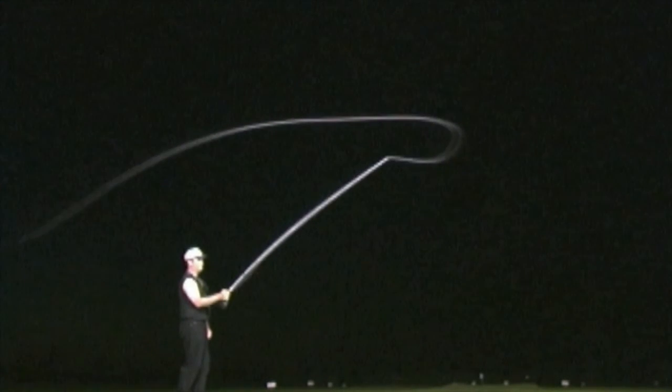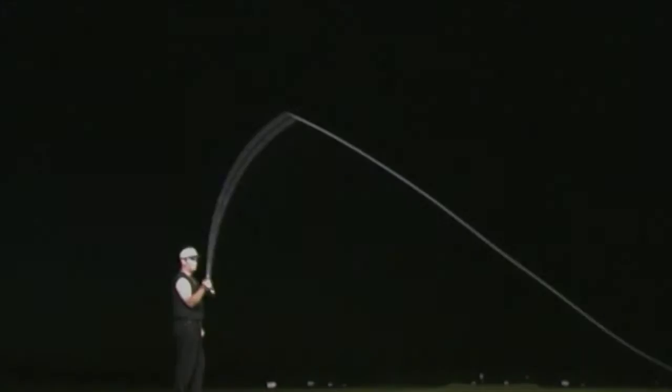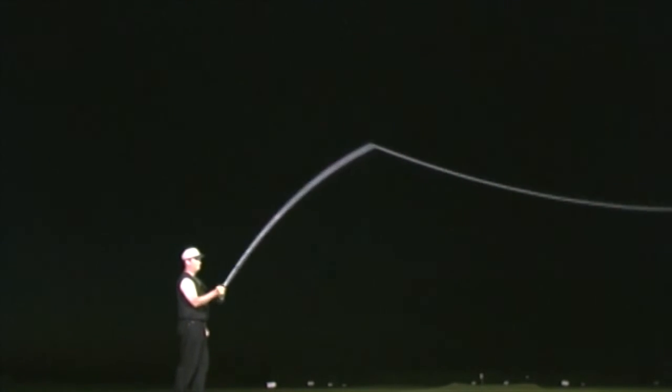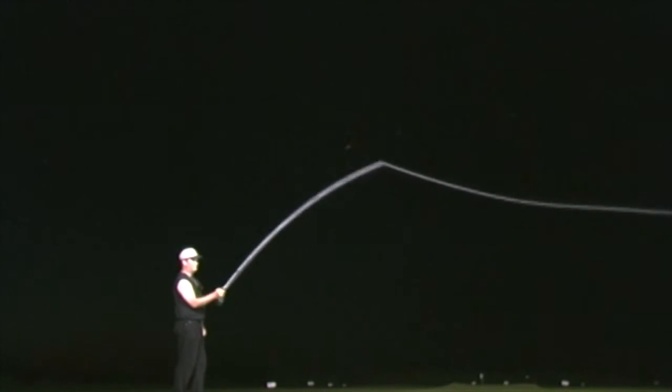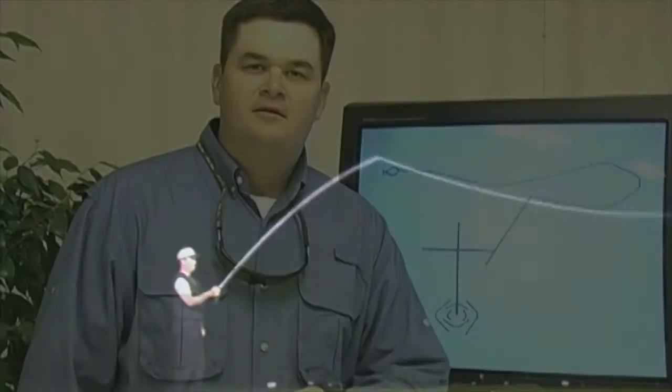Now let's look at the correct tip path. Note the path of the rod tip as the rod gradually loads and unloads. It is very, very close to a straight line. Notice that the energy travels through the apex of the loop. This means that the majority of the energy is directed straight at the target. This is not true of a fat loop.